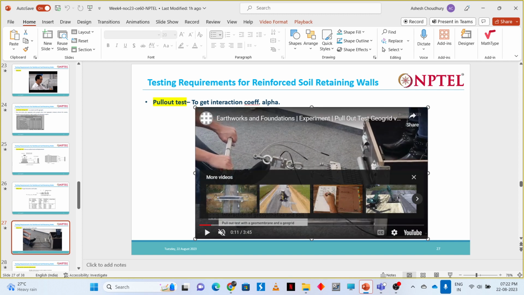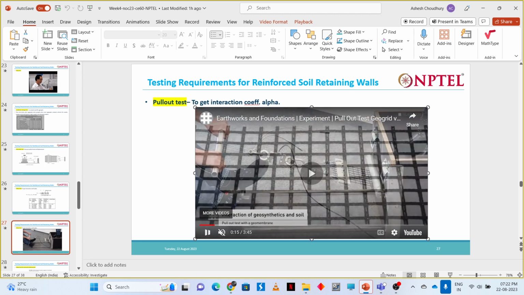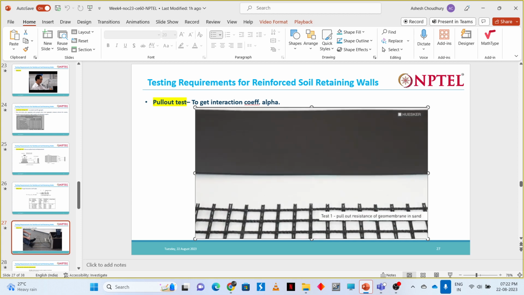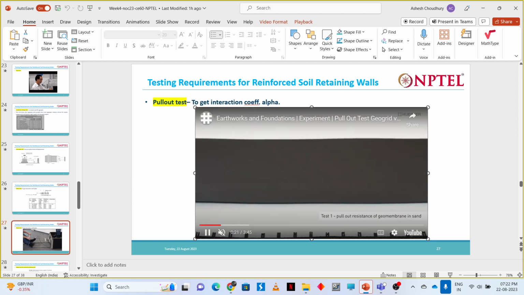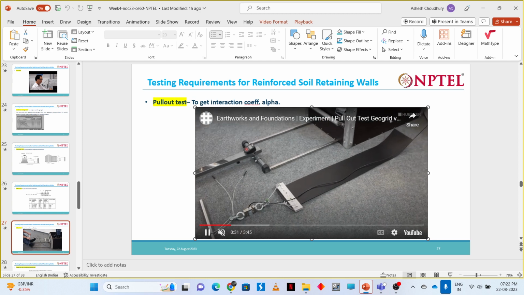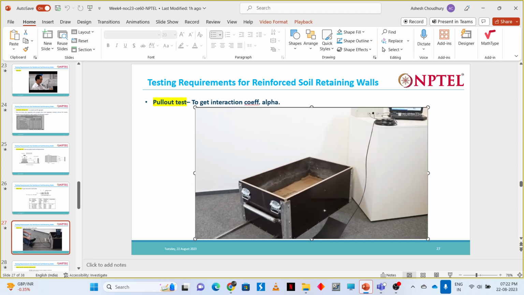See, so this is a geogrid. This is a simple test. What they are doing is pulling that with hand, just to test. This is the geogrid that they are testing. First, they will be testing a geomembrane. This is the geomembrane load cell pulling device. This is the geomembrane, and this is the testing box.